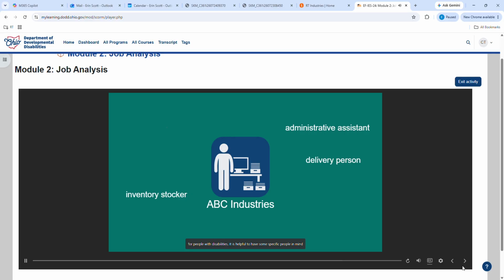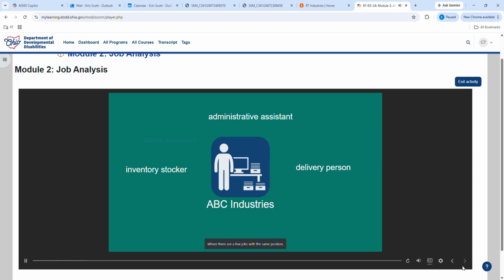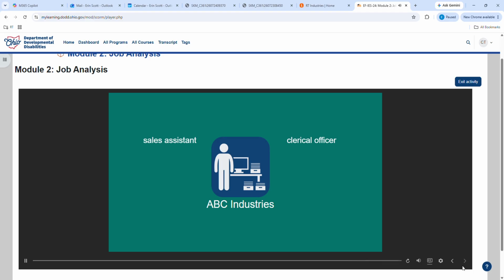It is helpful to have some specific people in mind when deciding which jobs to analyze. Where there are a few jobs with the same position, such as sales assistant or clerical officer, it will not be necessary to analyze every job to determine its suitability for a person. Usually the jobs will be similar, so the analysis of a small sample will often be sufficient to assess the opportunity for someone.